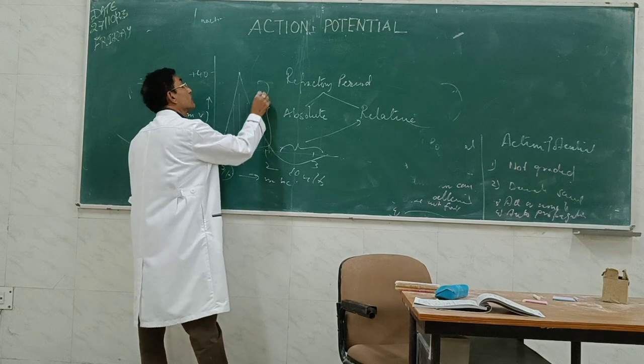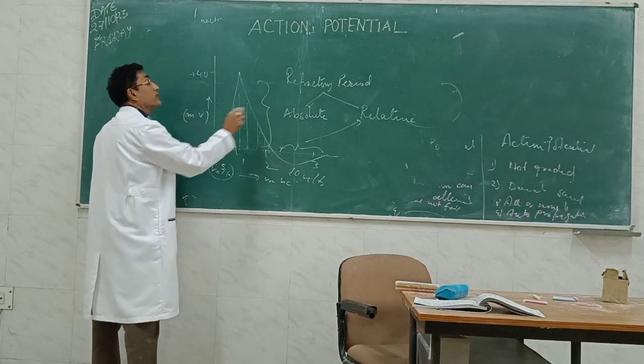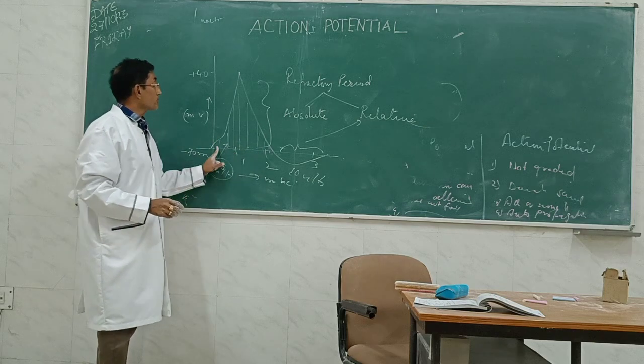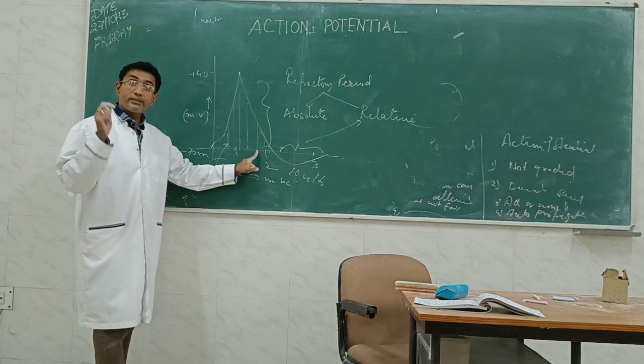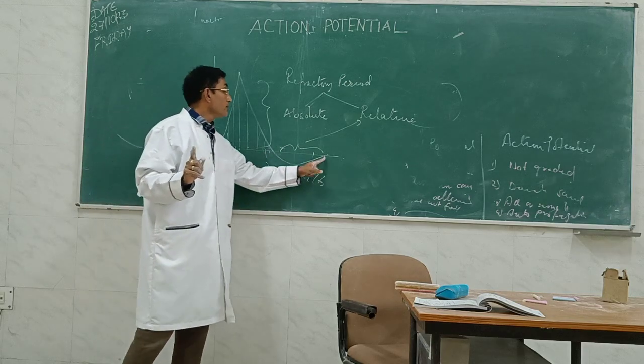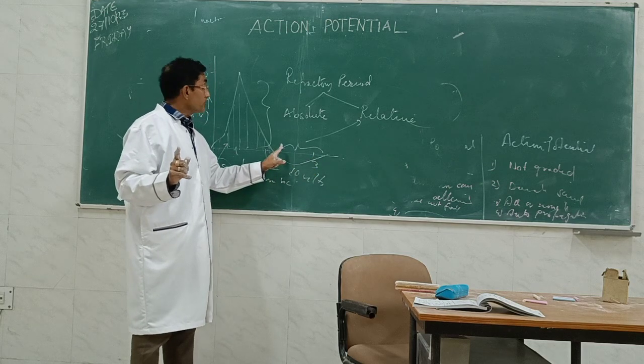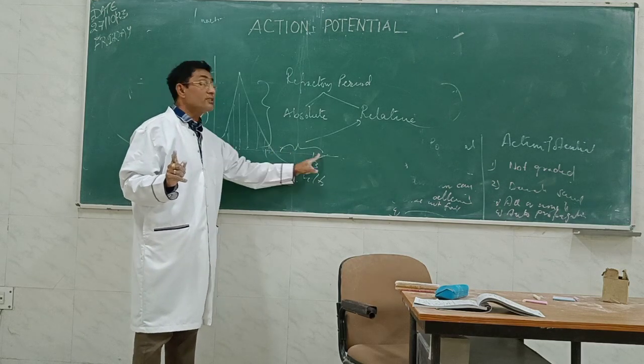So according to the nature of response, it is divided into two. One is the absolute refractory period. In this period, if we provide a second stimulus, the cell will not respond. But in the relative refractory period, if we increase the strength of stimulus, then we may see the response during this period.